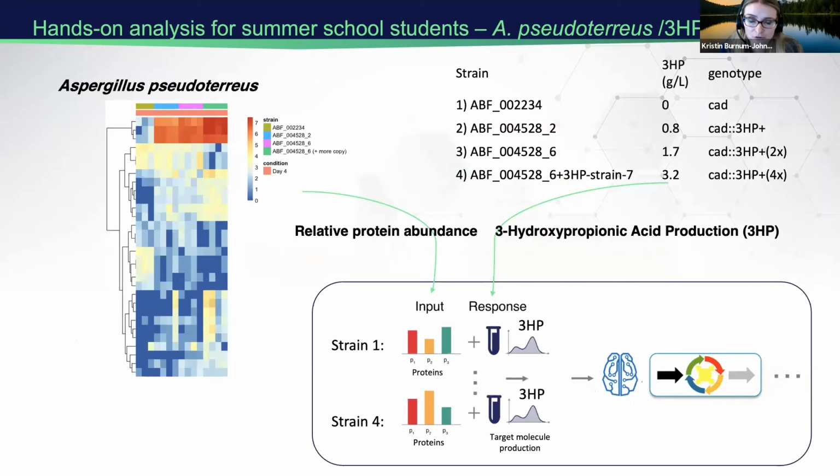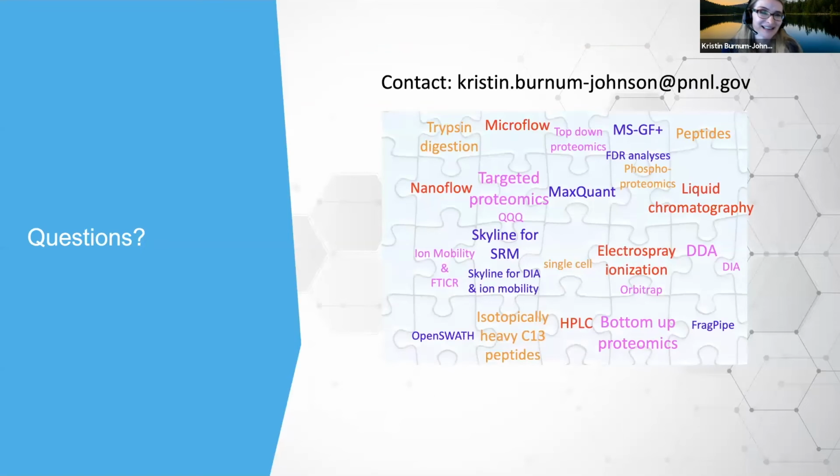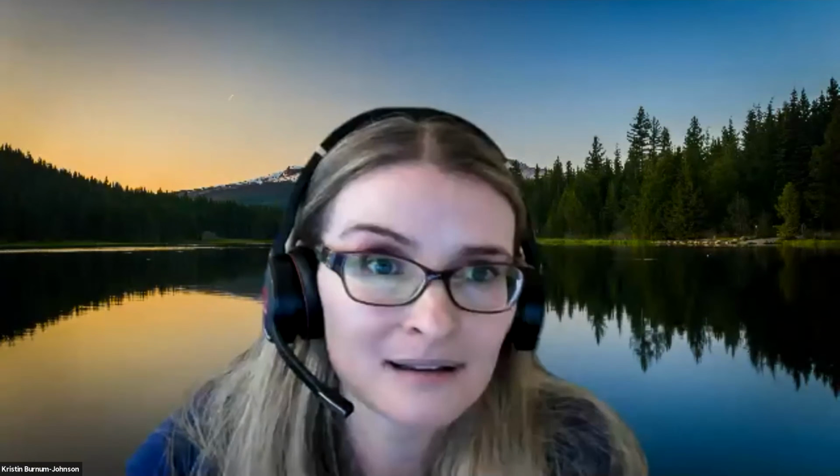And for the postdoctoral researchers and advanced PhD students who will be attending our smaller tutorial classes today, we will spend time analyzing proteomic data from engineered Aspergillus pseudoterreus strains with varying levels of 3-HP. And with that, this is my last slide. So I'm going to go ahead and stop sharing, and we can start addressing some of the questions.